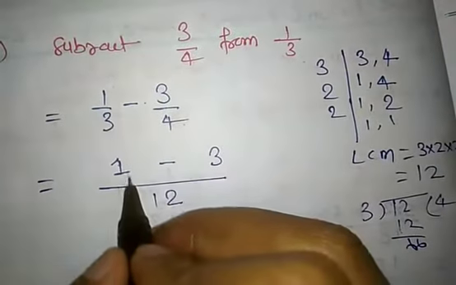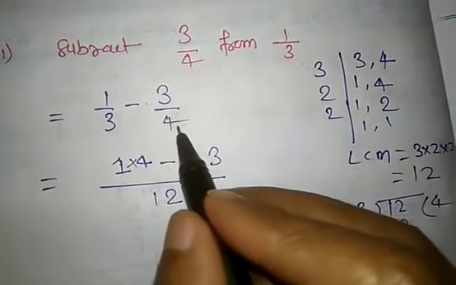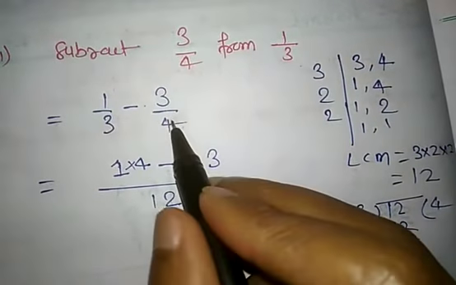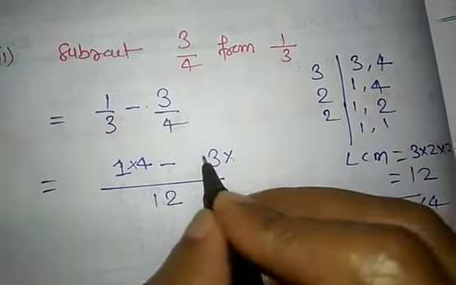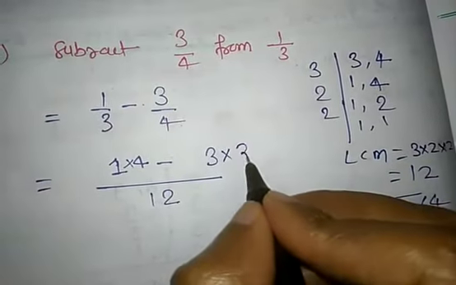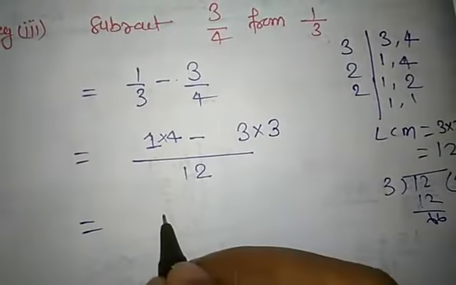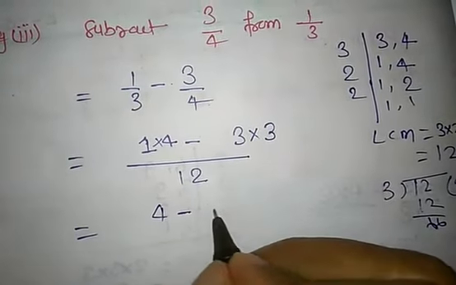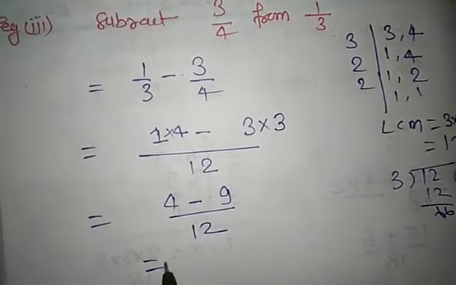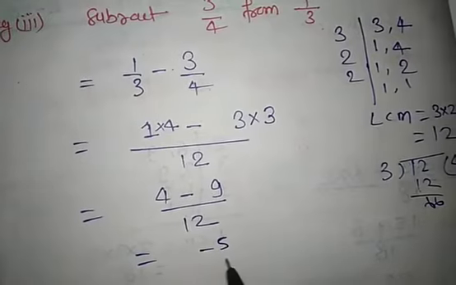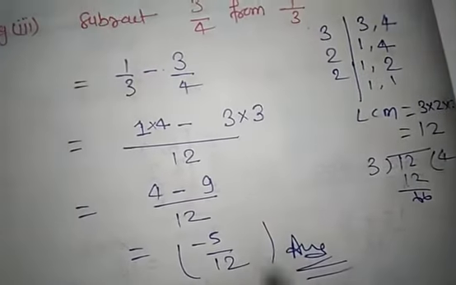So 1 multiplied by 4. And the next, 12 divided by the second denominator, we get 4 3 is 12. So the second numerator is multiplied by 3. We get 4 minus 3 3 is 9 by 12. We get minus 5 by 12. This is your required answer.